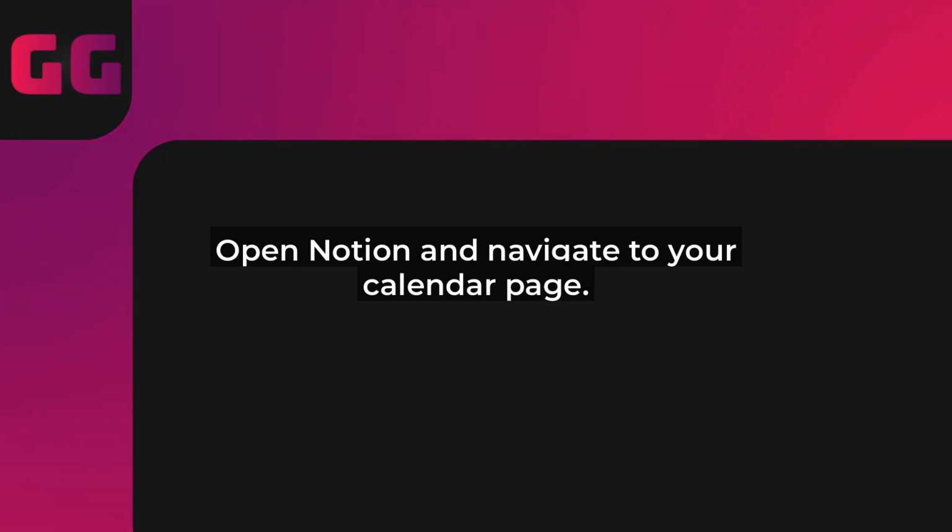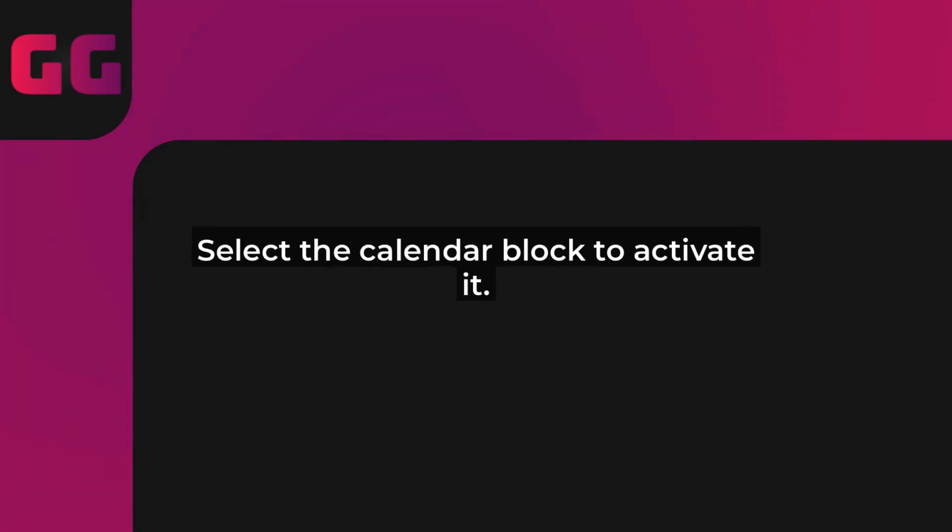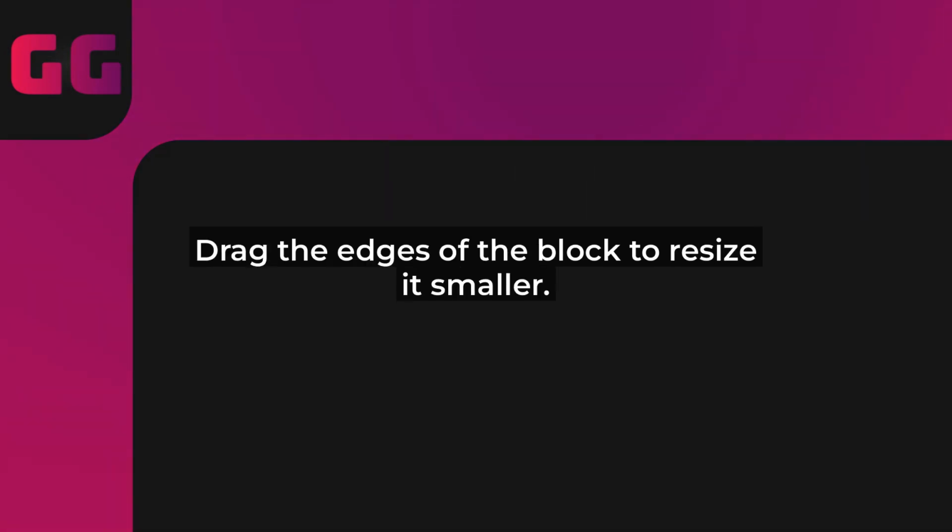First, open your Notion app or head to notion.so in your web browser. Navigate to the page where your calendar is located. This could be a standalone calendar block or one embedded in a database. Once you're there, click on the calendar block to select it. You'll see a blue outline around it, indicating it's active.